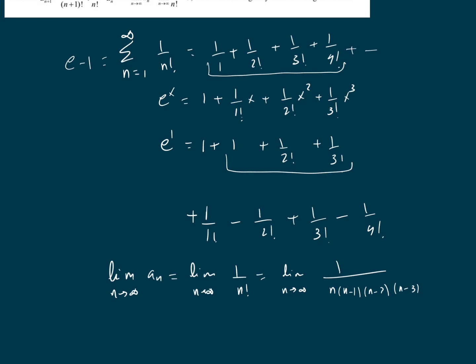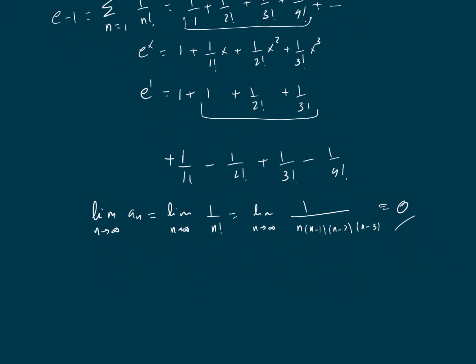When n goes to infinity, 1 divided by n goes to 0, 1 divided by n minus 1 goes to 0, so it's the product of many zeros, so it will be 0. So the first condition is met: the limit when a sub n goes to 0, when n goes to infinity, will be 0.